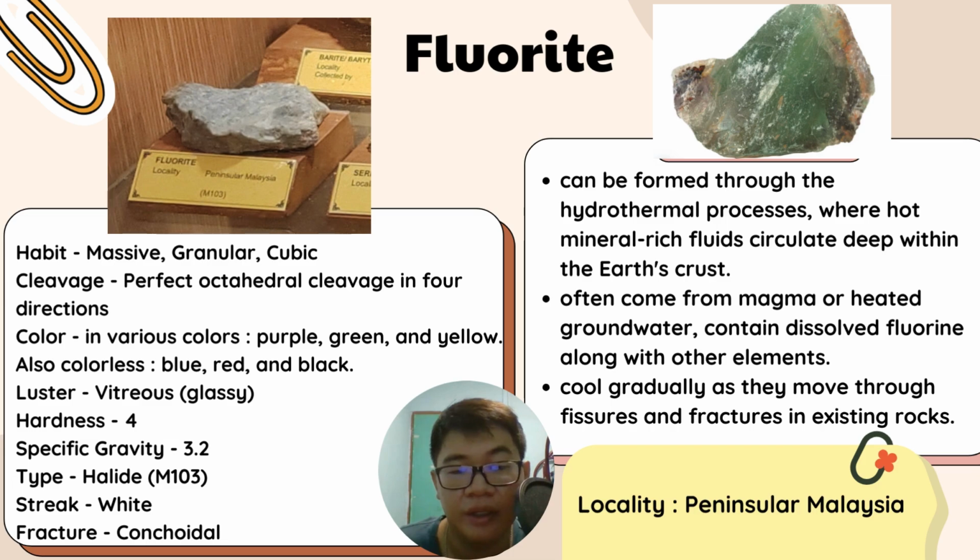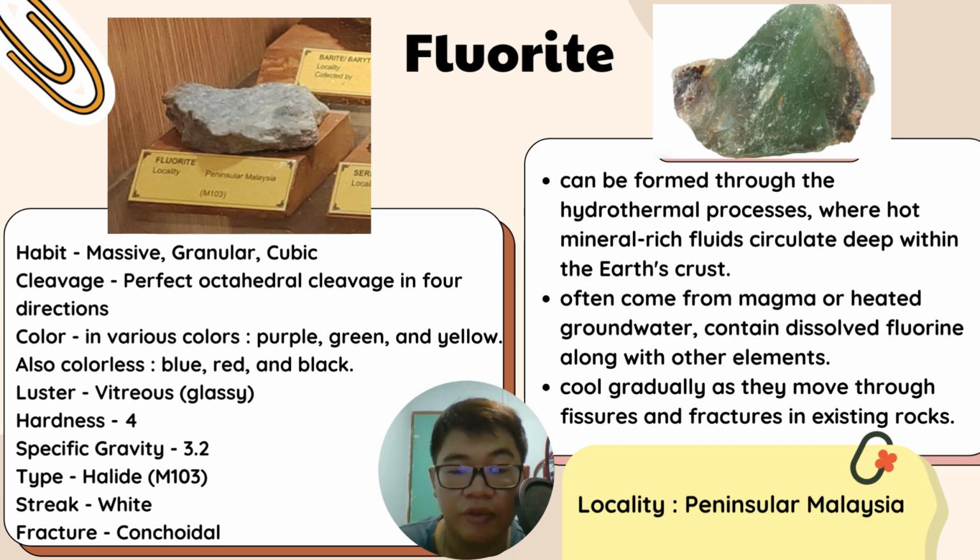When fluorite is rubbed on a streak plate, it leaves a white streak and it has a conchoidal fracture pattern, resulting in smooth, curved surfaces when it breaks. Fluorite typically can be formed through hydrothermal processes, where hot mineral-rich fluids circulate deep within the Earth's crust.